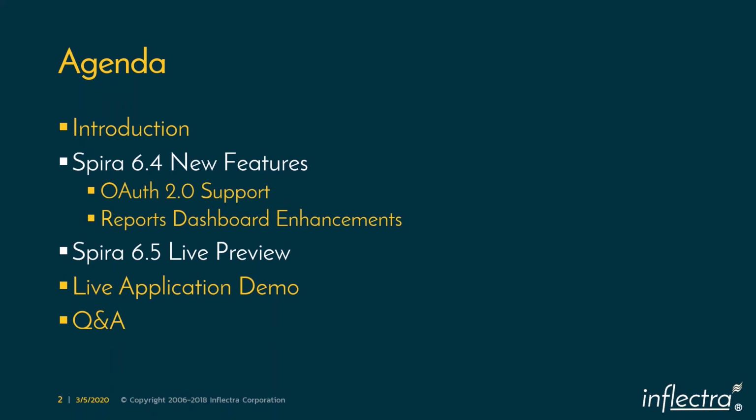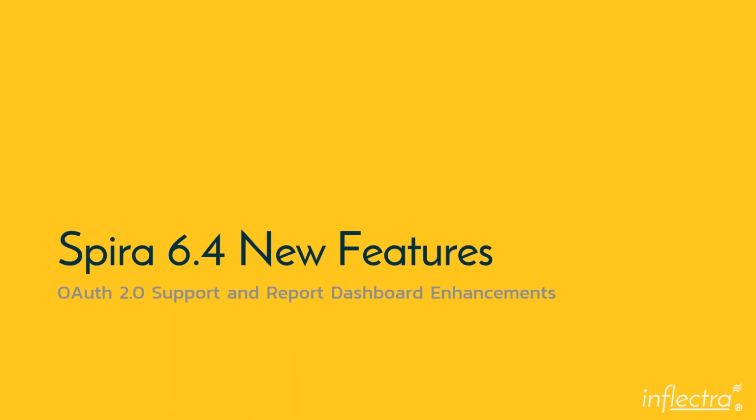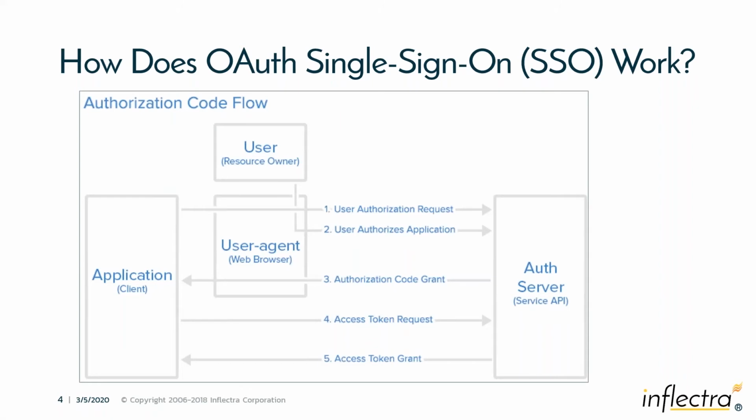Okay, so first of all, 6.4, and this will be coming out in the March 14th cloud update, and will be available in about a week's time for download customers. So what we've introduced in version 6.4 primarily is OAuth authentication. And OAuth authentication is a single sign-on platform. And in this diagram, you can see how it works conceptually.